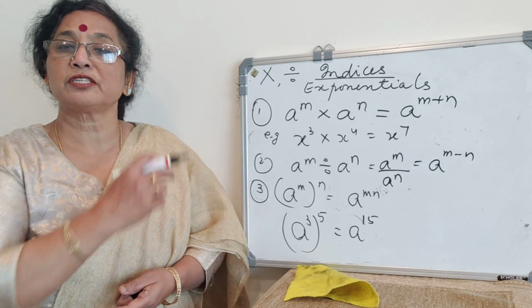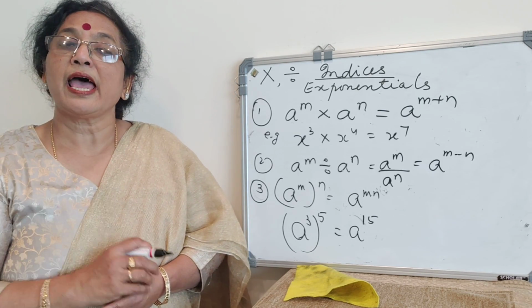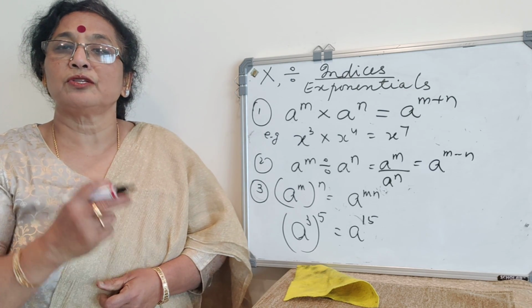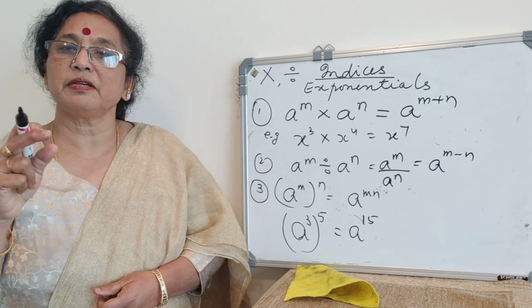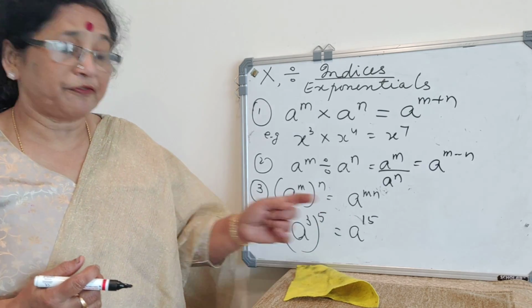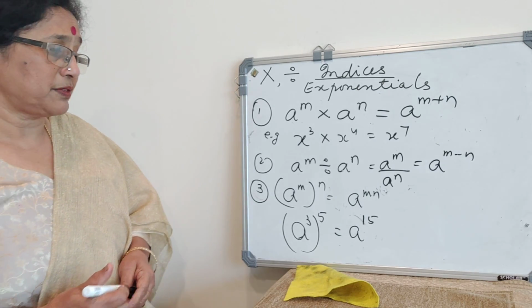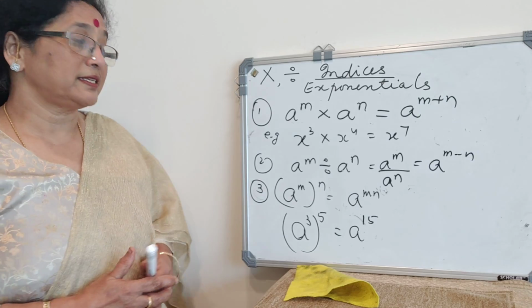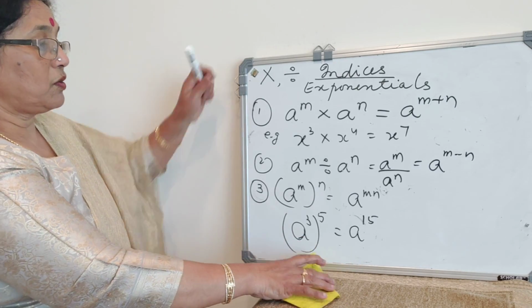It means a cube into a cube into a cube into a cube into a cube. And just now we did the first law, where all the powers are added. So a cube has been multiplied by itself 5 times. Therefore 3 plus 3 plus 3 plus 3 plus 3 is a to the power of 15. 3 added 5 times is 15. That is why it is a to the power of 15. This is the example of the third law.